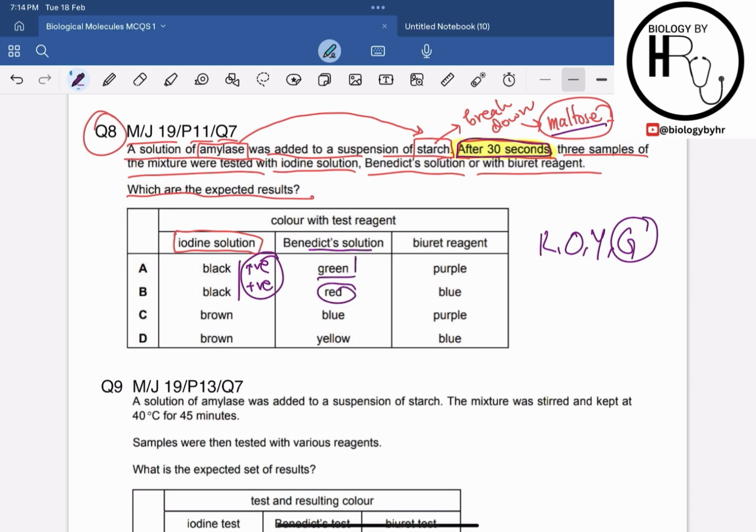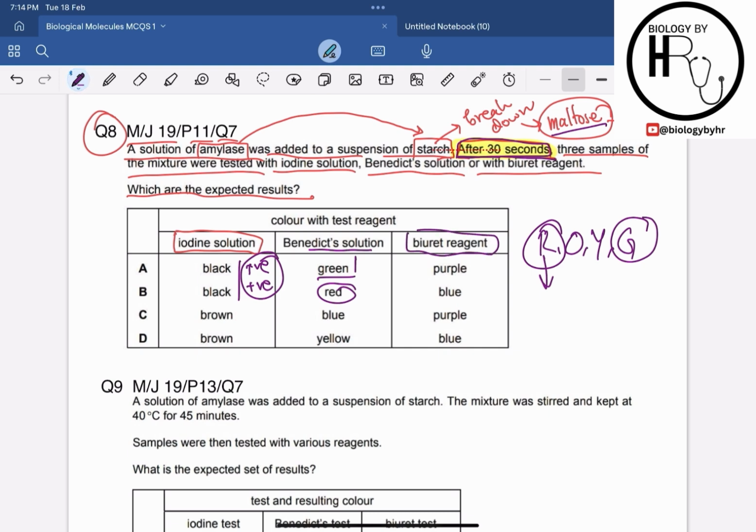Obviously it cannot be red, because red indicates the highest concentration of the reducing sugar, and they are doing the test after the 30 seconds, which means that not all of the starch has been broken down, so hence not more reducing sugar, for example maltose, is present over there.